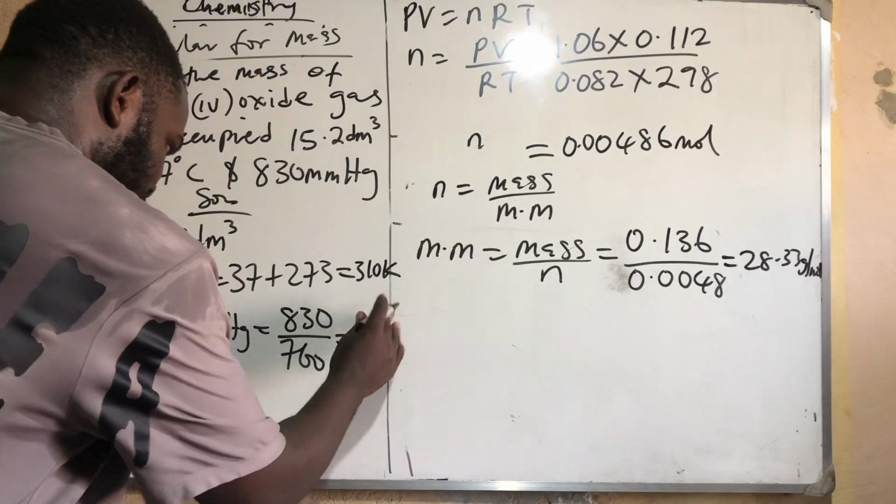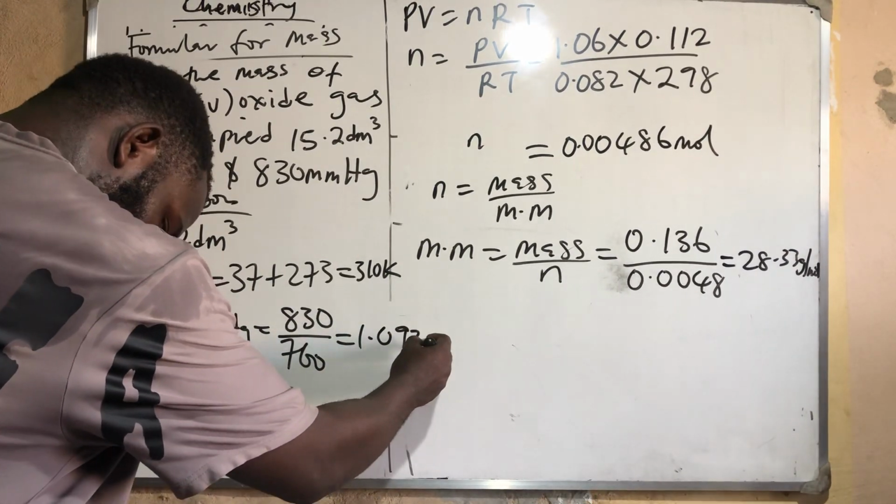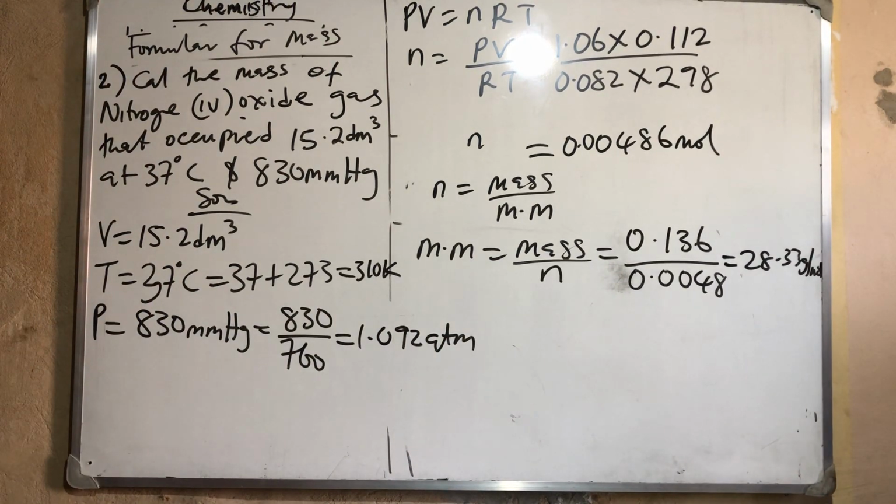That is 1.092 atm. It must be in atm. All right, so what do we have next?